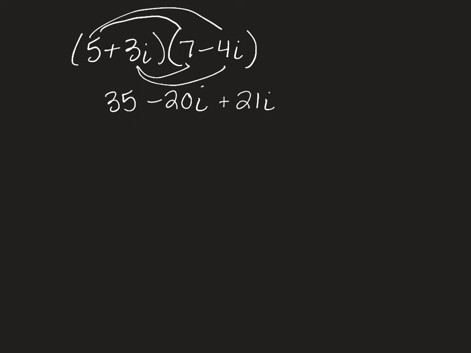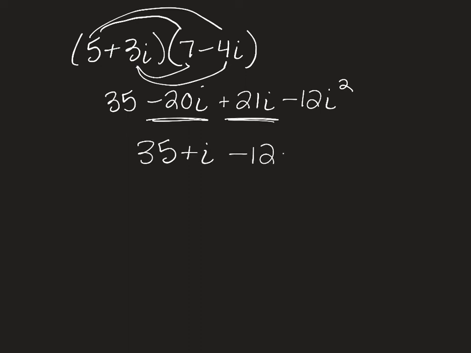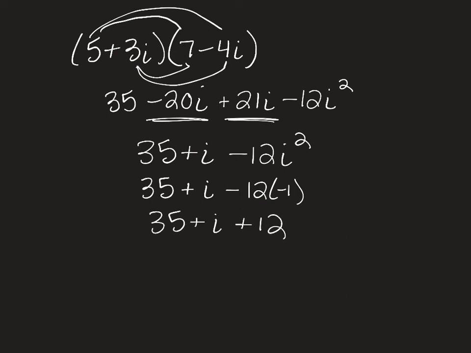Plus 21i, and then minus 12i squared. So then we can combine the two in the middle, which gives us 35 plus i minus 12i squared. Now, what is i squared equal to? Negative 1. So we're going to replace that i squared with negative 1. Negative 12 times negative 1 makes a positive 12. Then we add 35 and 12 to get 47 plus i as our final answer.